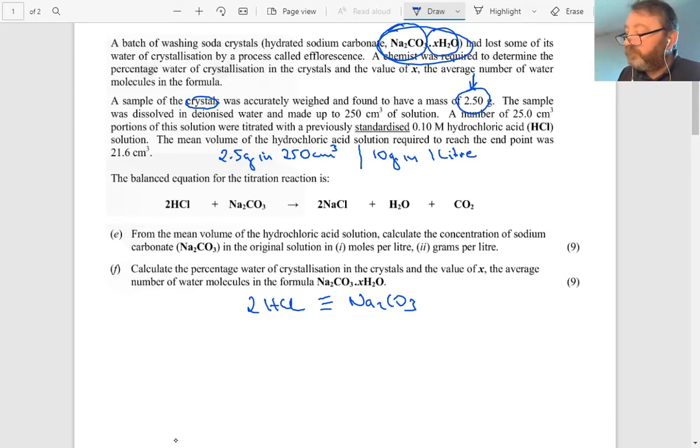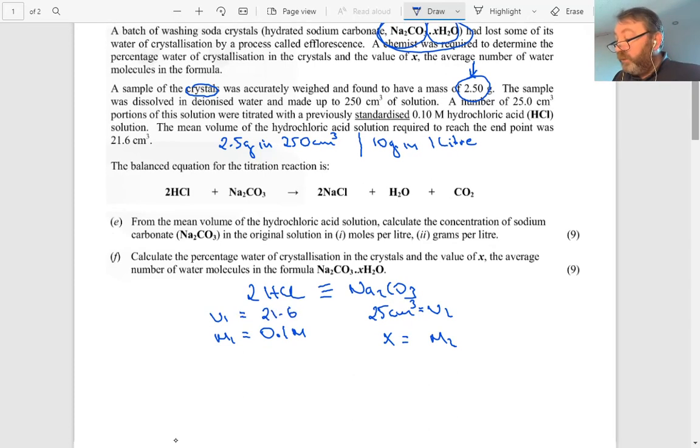So let's read that paragraph again. 25 centimeters cubed of this solution. Now that's the crystals made up into solution. So 25 of the washing soda were titrated with a previously standardized 0.1 molar hydrochloric acid solution. So over here you've got your V1 and your M1. Now we know the hydrochloric acid is 0.1 molar. We know that the volume, V2, of the sodium carbonate is 25 centimeters cubed. We are trying to find the molarity of the washing soda. So all I need now is an average titer for the HCl. The mean volume of the hydrochloric acid solution was 21.6. Okay, so now I've got everything I need to work out the number of moles of both.